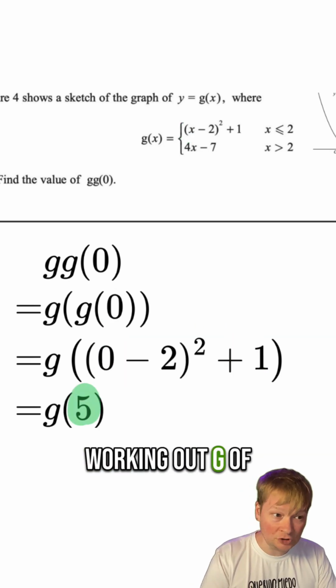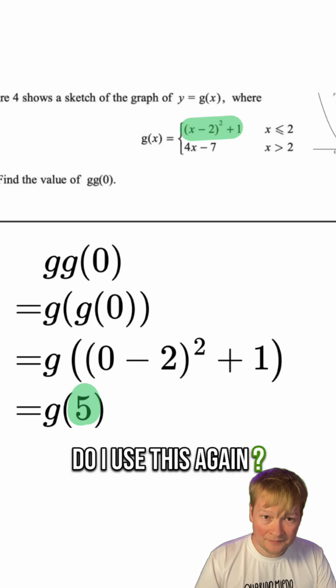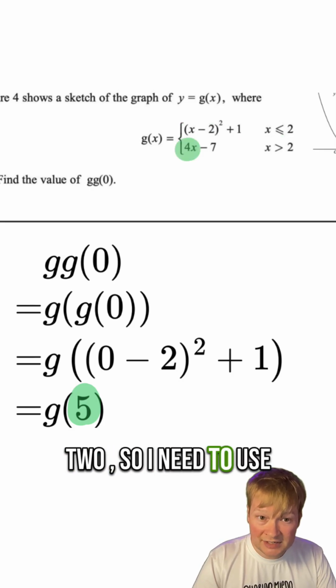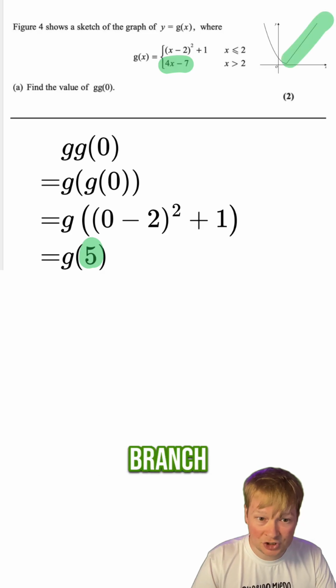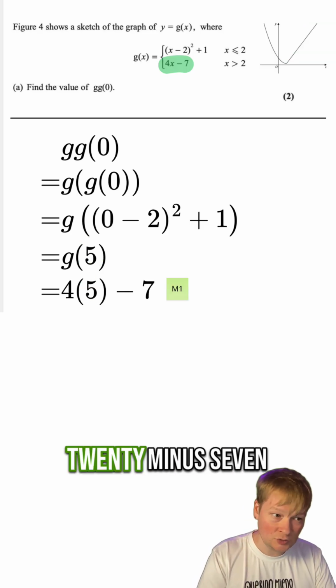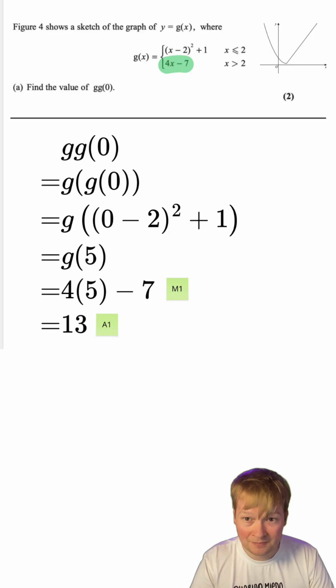So now we're working out g of 5. Do I use this again? No, because 5 isn't less than or equal to 2. 5 is greater than 2. So I need to use this part of the equation now, this branch. So we do 4 times x, which is 5, minus 7. 20 minus 7 gives you 13 for the second mark.